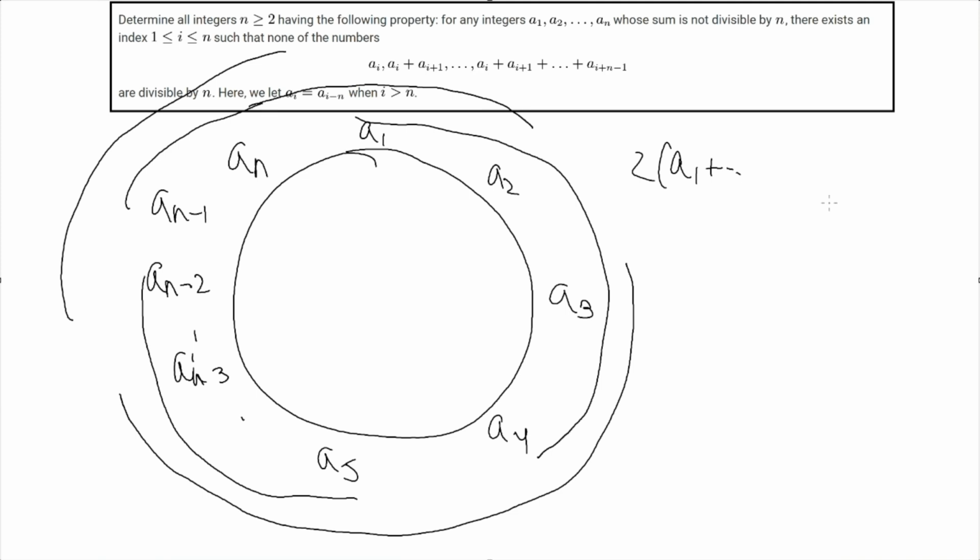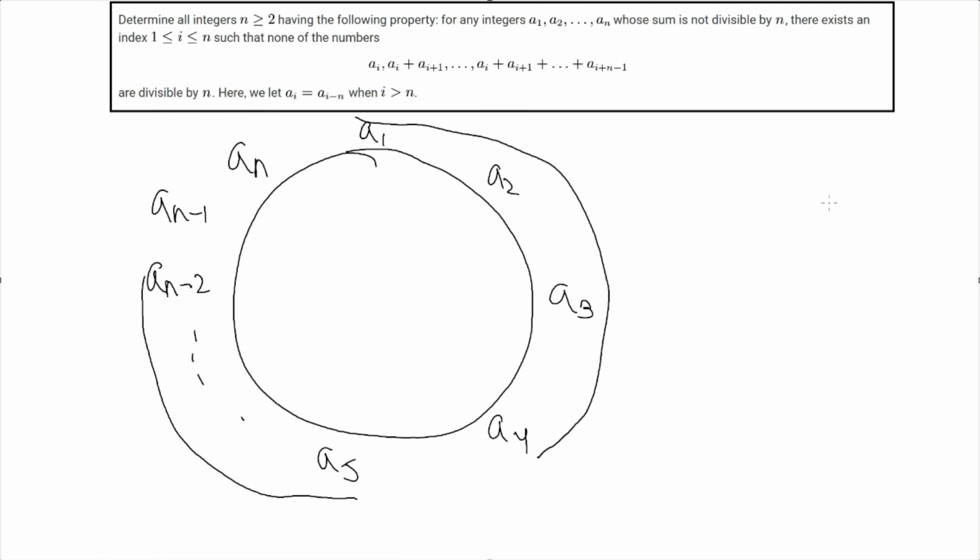But the question is, how do we get to this position? In other words, if we continue from A1 and continue going circular, how do we know we'll get back where we started? Well, consider the starting positions of each arc. Because we have A5 all the way to An minus 2, we can just list the starting positions. We have A1, A5, An minus 1, and then we continue down.